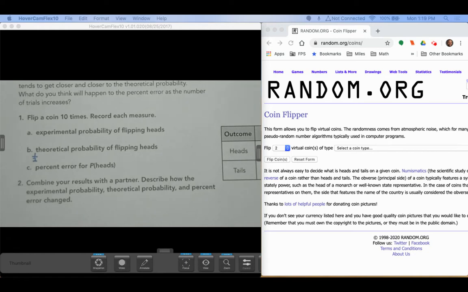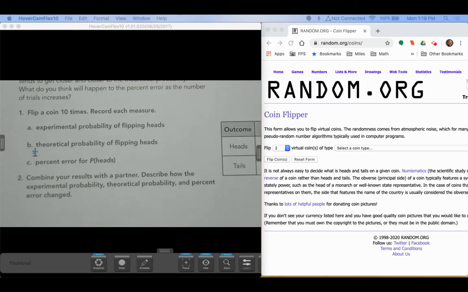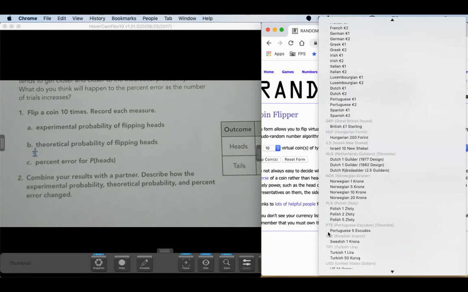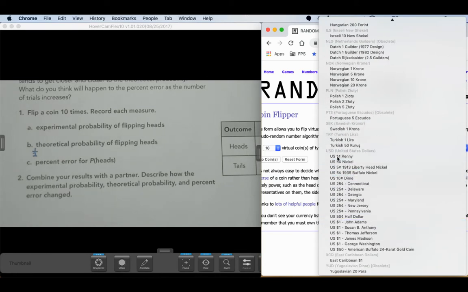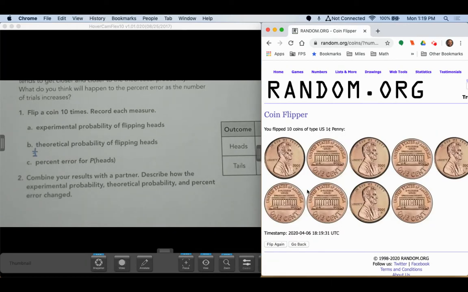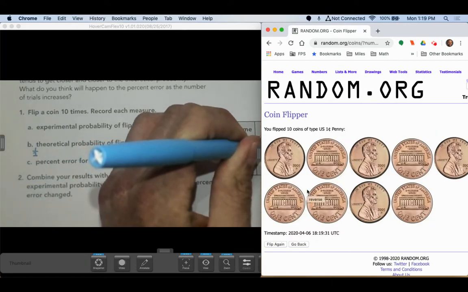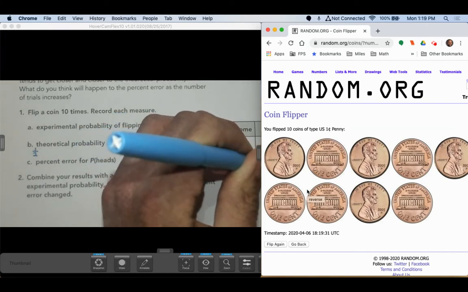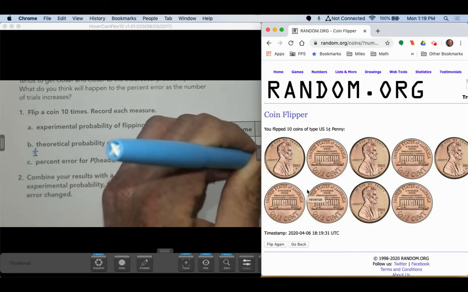Okay? So if I think about this, I'm going to use this random coin flipper, and I'm going to flip a coin 10 times, and I'm going to select my type of coin. I'll go with a US penny, and then I'll flip the coin, and then it will tell me that I have one head, tail.